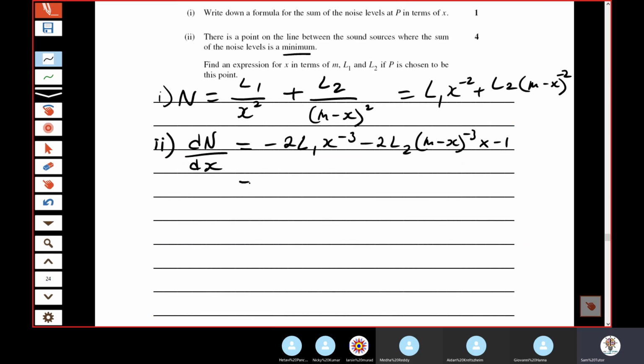Okay, next line. Negative 2 L1 on x cubed plus 2 L2 on m minus x cubed equals 0. Okay, next.